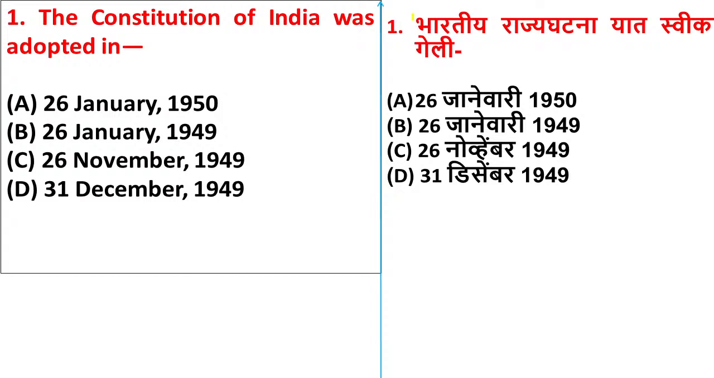So shall we start? Question number 1. The Constitution of India was adopted in, a very easy question. Option A, 26 January 1950. Option B, 26 January 1949. Option C, 26 November 1949. Option D, 31 December 1949. As a citizen of India, we must know this answer. Pragati and Mamata are already commenting the right answer, 26 November 1949. Here option C, 26 November 1949 is the correct answer.